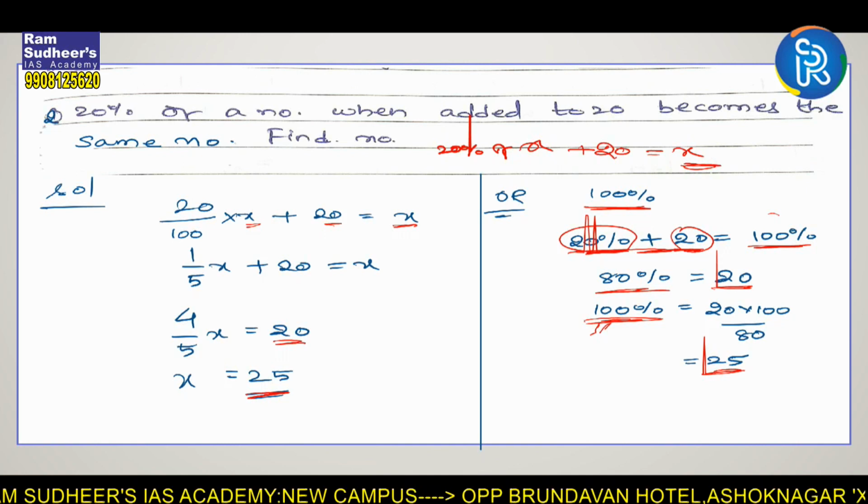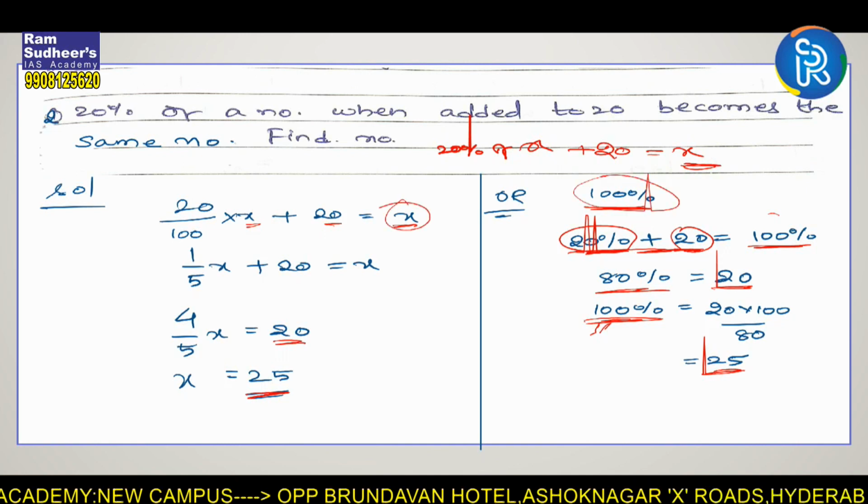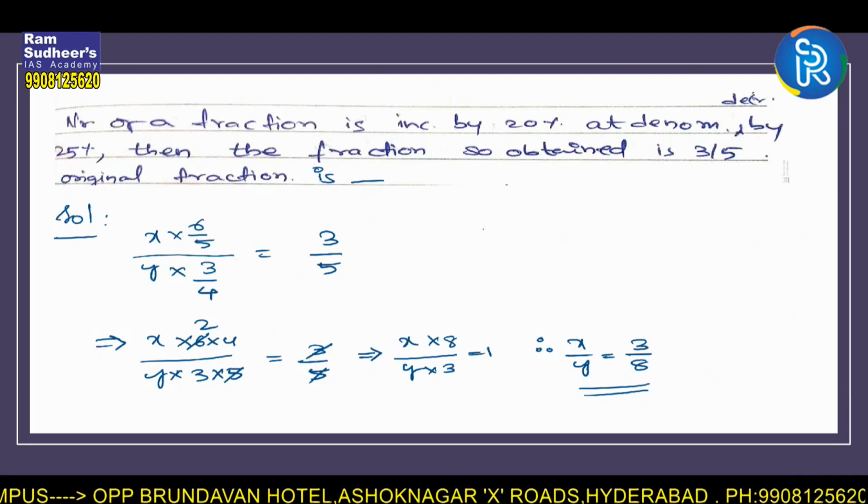Both the cases are just the same. Here I have assumed it to be x, and here I have assumed it to be 100. Whichever is suitable for you and whichever is easy for you, you can use that method. Moving on to the next question.